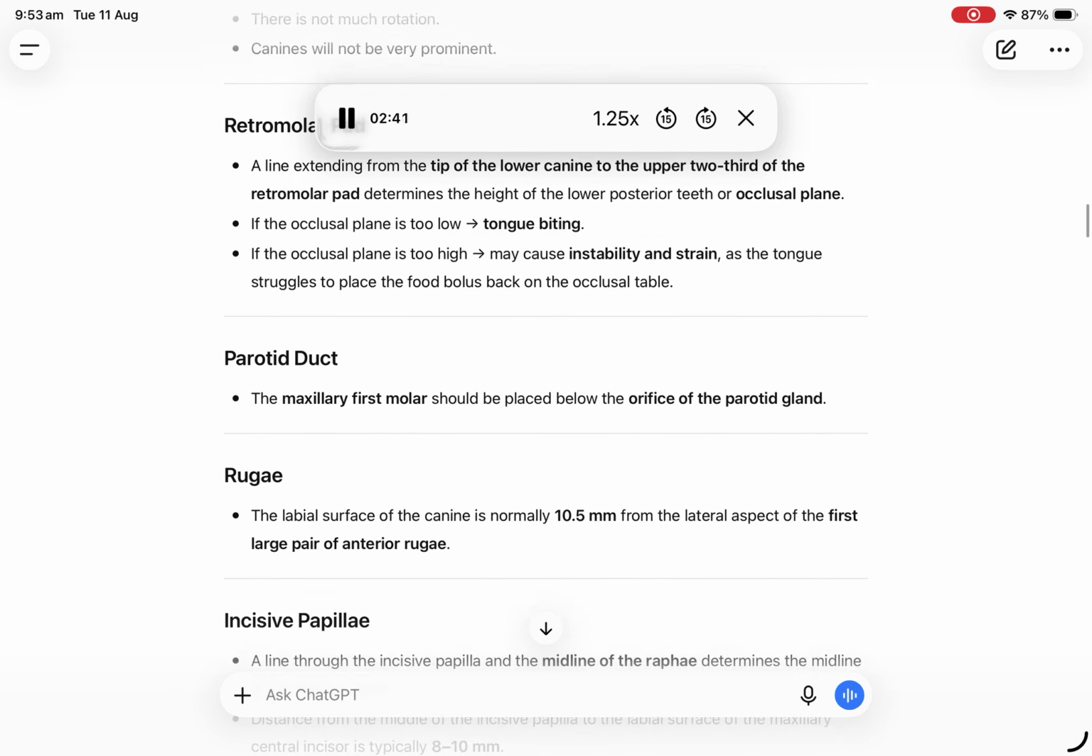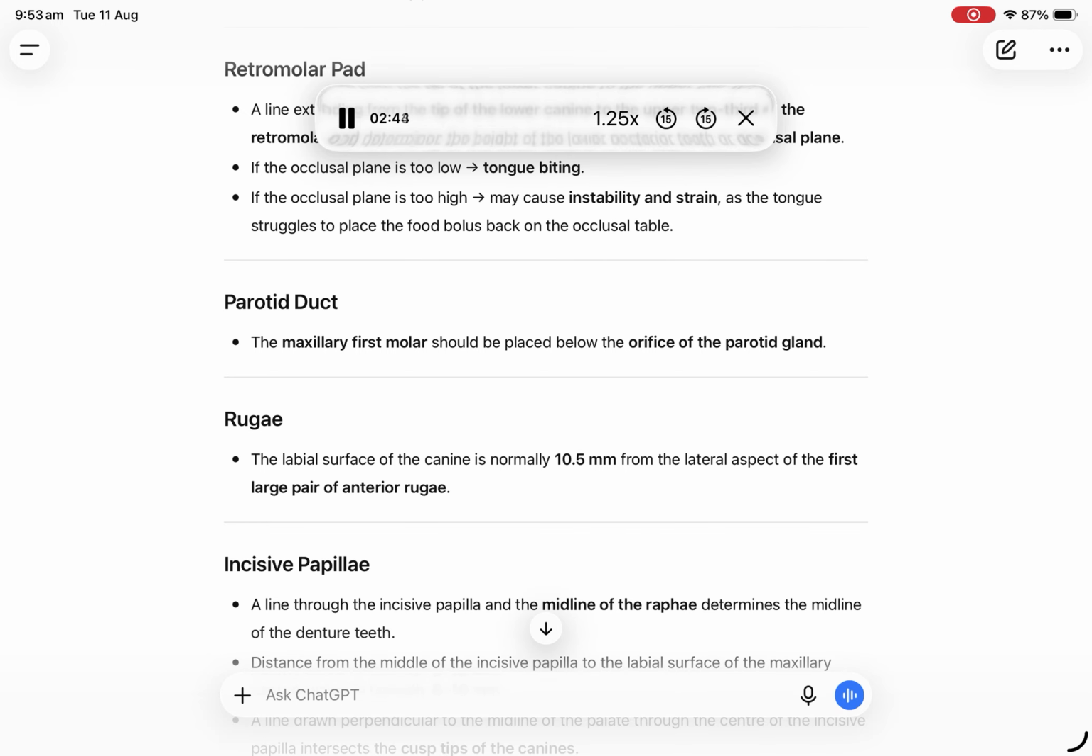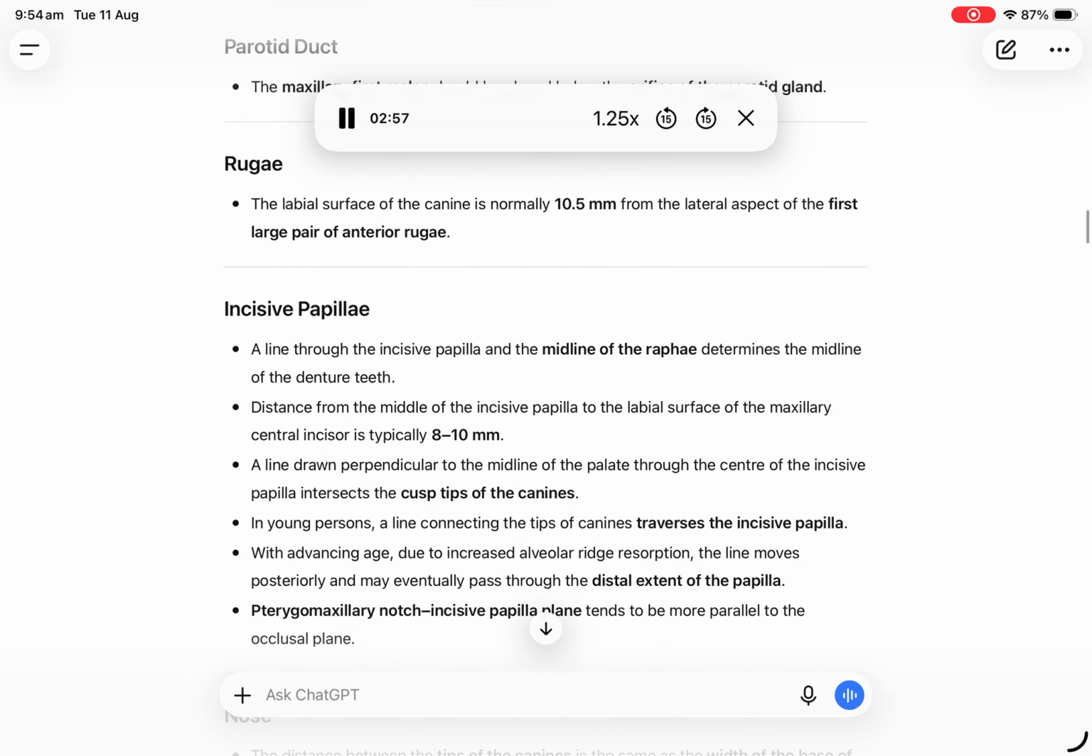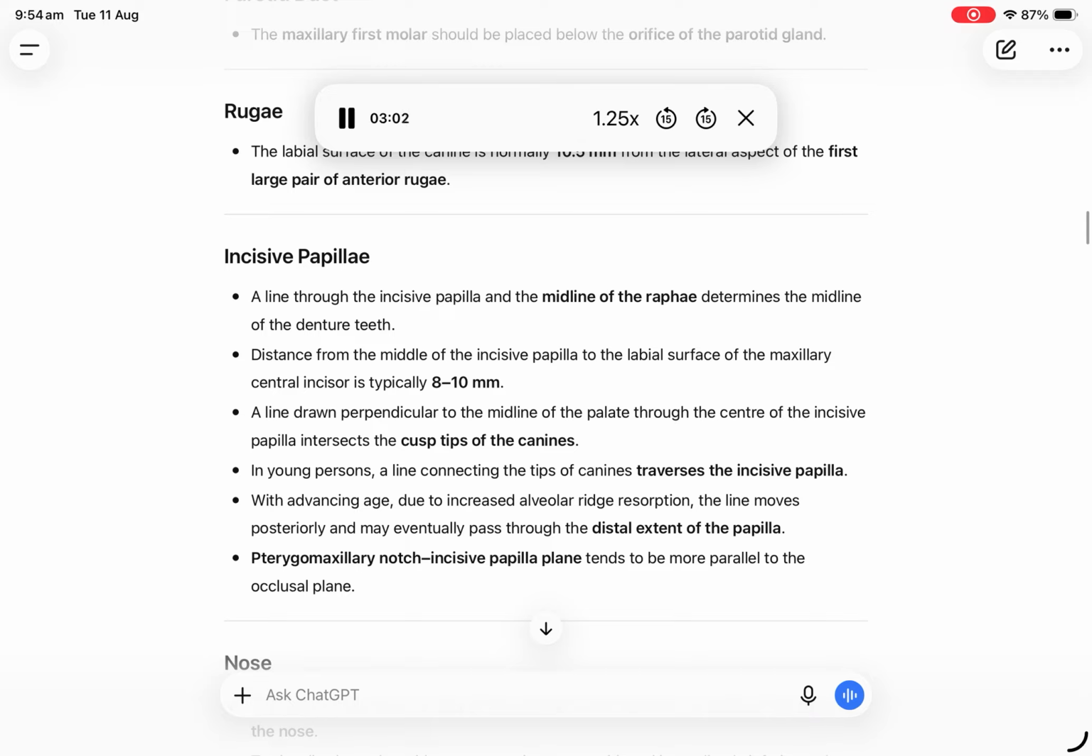Parotid duct. The maxillary first molar should be placed below the orifice of the parotid gland. Rugae. The labial surface of the canine is normally 10.5 millimeters from the lateral aspect of the first large pair of anterior rugae. Incisive papillae. A line through the incisive papilla and the midline of the raphe determines the midline of the denture teeth.